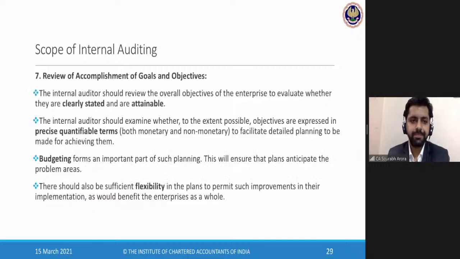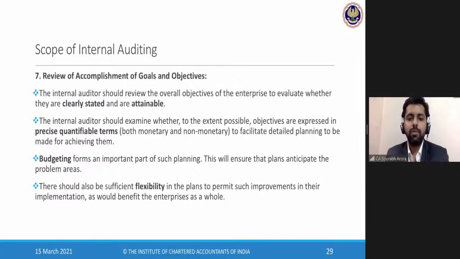Simple points. Then review of accomplishment of goals and objectives. So this is a very macro thing. So whether the goals and objectives are clearly stated and attainable. The goal should not be to avoid bankruptcy only. It should be detailed, clearly stated, and attainable. The internal auditor should examine whether, to the extent possible, objectives are expressed in precise, quantifiable terms, both monetary and non-monetary terms.